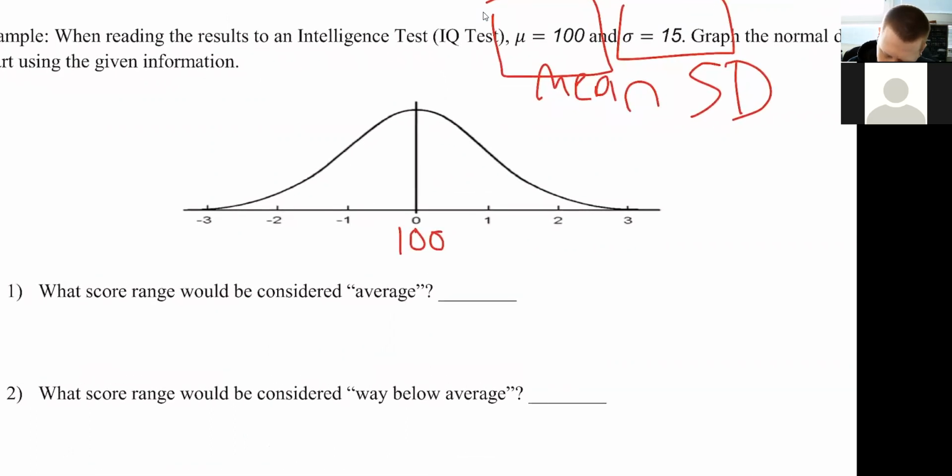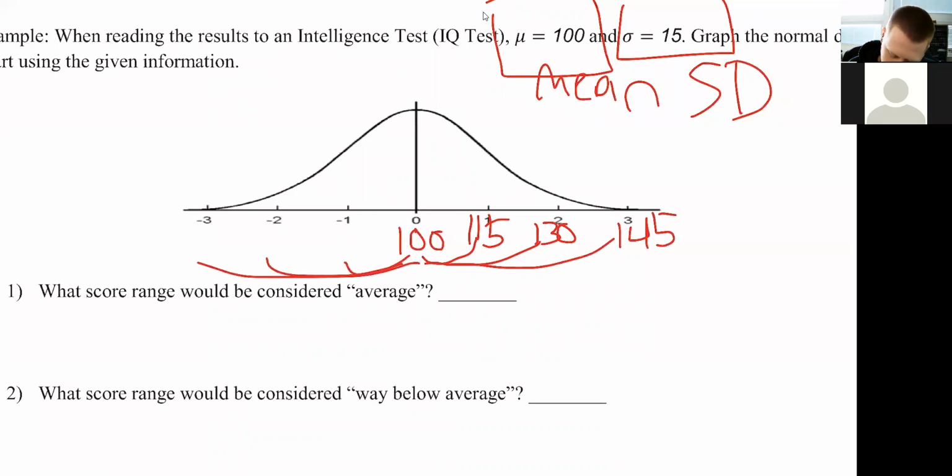When you label the rest of your curve, the standard deviation is what you're going to go up by and what you're going to go down by. So in this direction, you add 15. That would be 115, 130, plus 15 would be 145. And then when you go the opposite direction, you subtract 15. So 100 minus 15 would be 85. 85 minus 15 would be 70. 70 minus 15 would be 55. Did I do that right? Yeah.